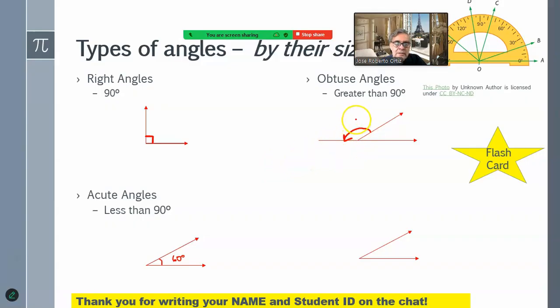So in this case, if this was, I don't know, 60 degrees, then remember that the straight line would be 180 degrees, right? So this angle, the obtuse angle, will be 120 degrees.